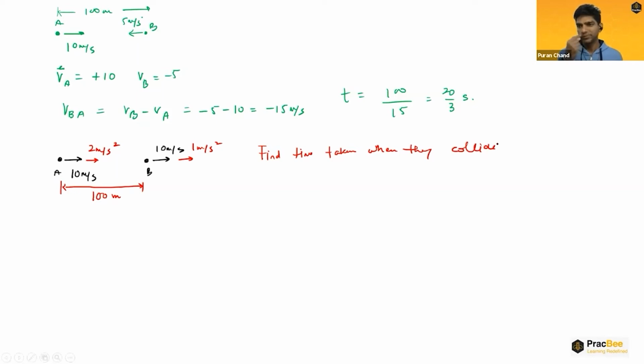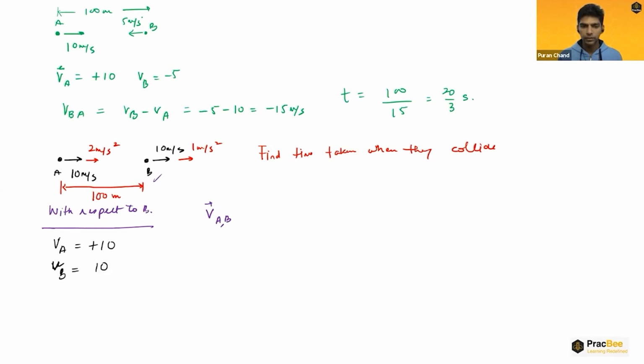Is it clear? So first of all, you can study this problem with respect to A or with respect to B. You will get the same answer. So let us solve this problem with respect to B. So with respect to B, the velocity of A with respect to B: the velocity of A is plus 10, the velocity of B is plus 10, initial velocity, right? And the acceleration of A is 2 and the acceleration of B is 1, right?